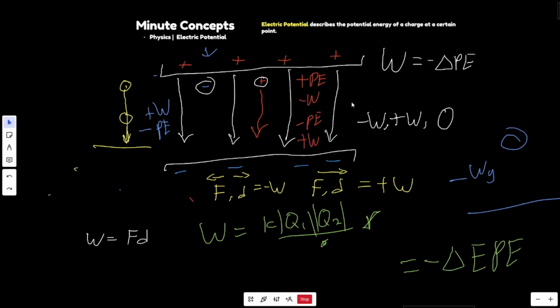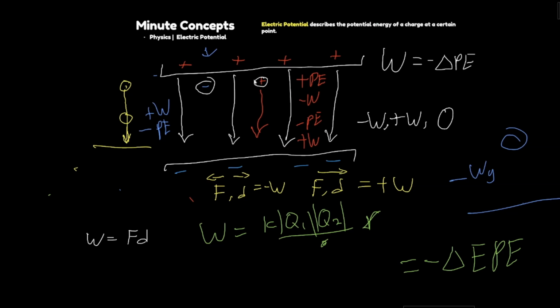Maybe if you guys would like one last recap. There are different reference points for work. However, depending on your reference point, all you have to do is pay attention to the force and the displacement of your charge. The electric field does work on your charge. However, it's not going to be positive all the time, and it's not going to be negative all the time, depending on the location and the value of your charge.